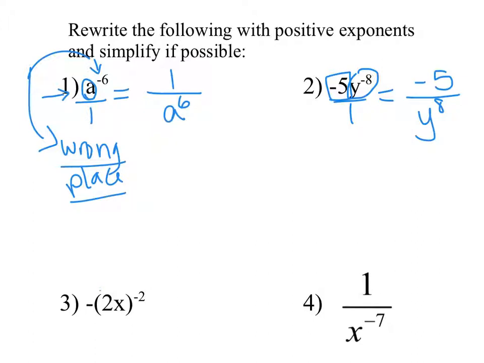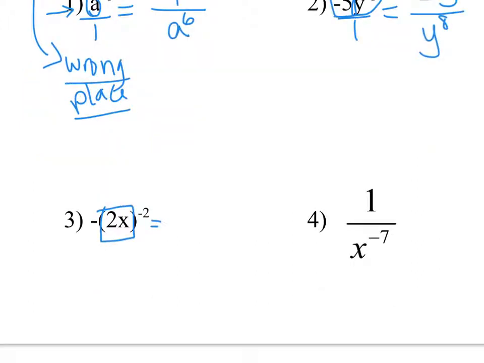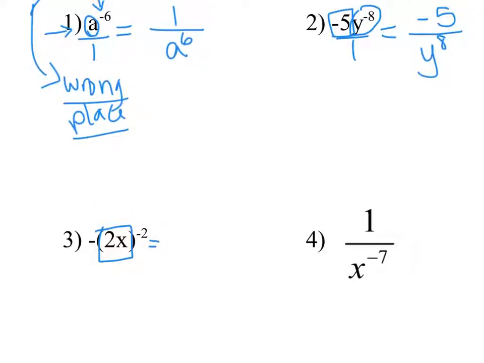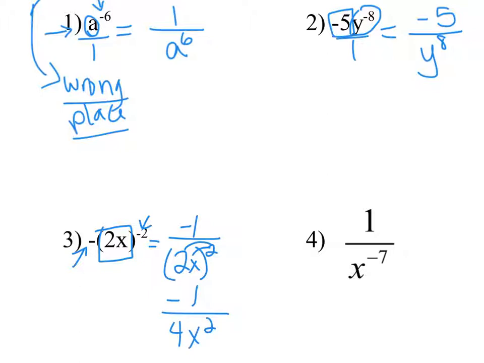So here, this is being raised to the negative 2 power. But the negative out here isn't, so the negative 1 stays on the top. This 2x moves down to the bottom, and this 2 becomes positive. Now I can actually do the math. I can square both of these, so it would be negative 1 over 4x squared.